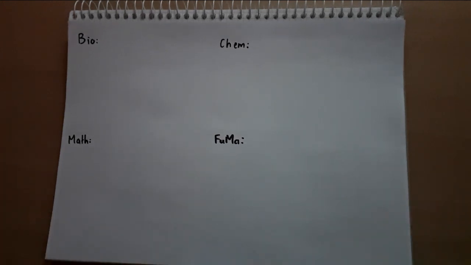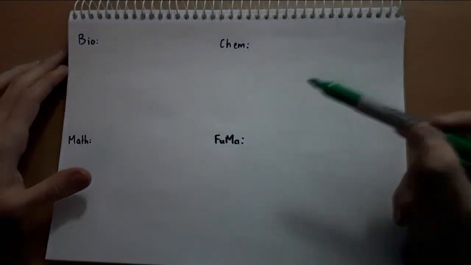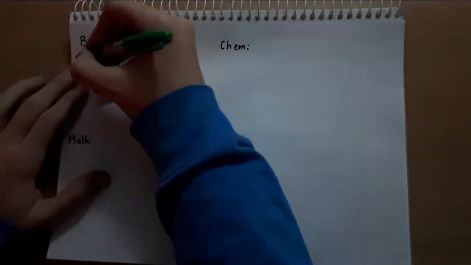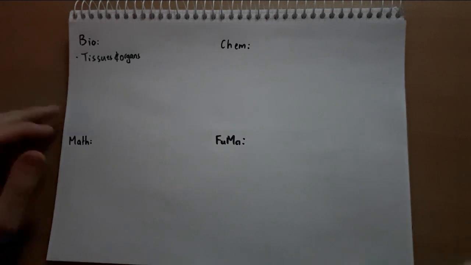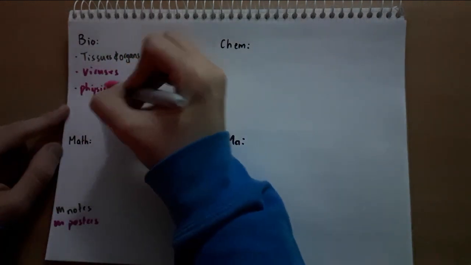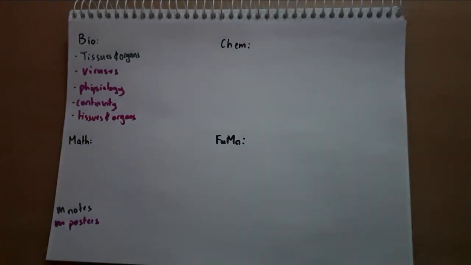So for biology, basically what you're going to do is write out everything you have to do for each subject. So I have left to do for biology. Now, I have now written out everything I have to do for biology.